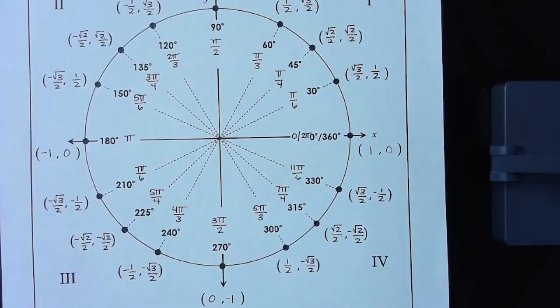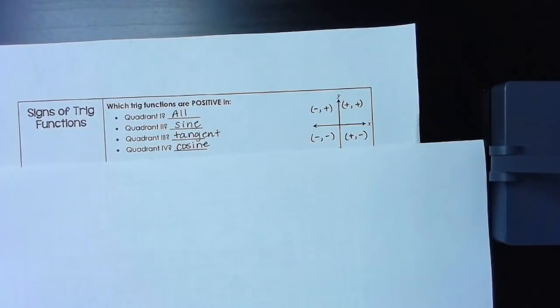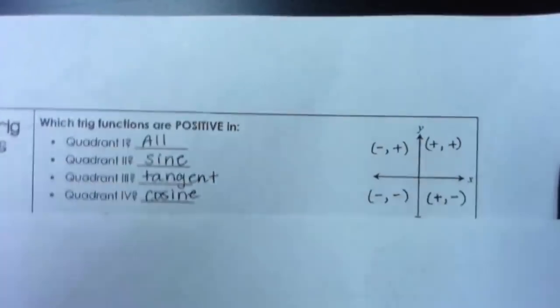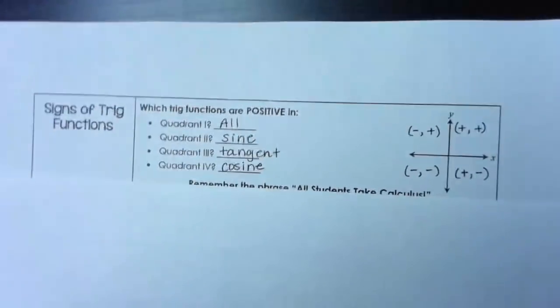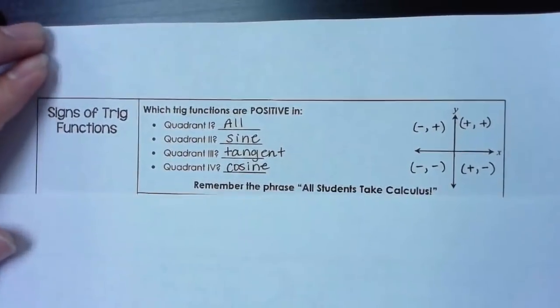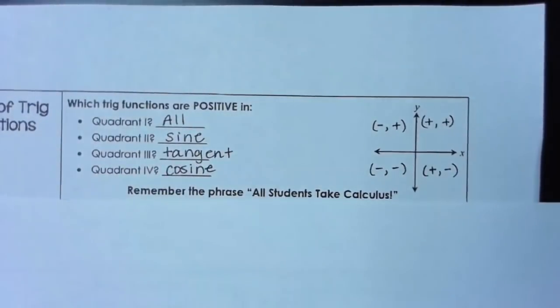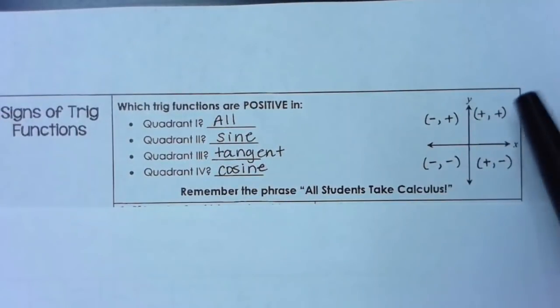So the next page does just that. It's asking for just that. It says, which trig functions are positive in, and then it's asking for the quadrants, and you can use the little table we just said, but of course it works the same way as any coordinate point. You guys can see that here.